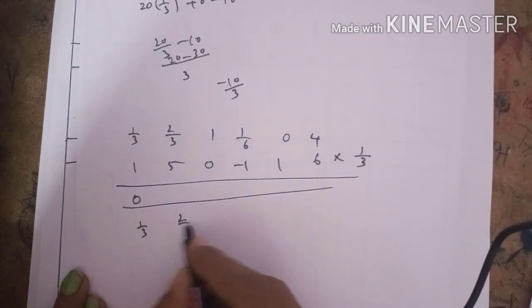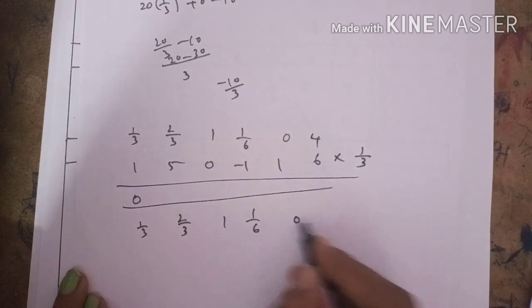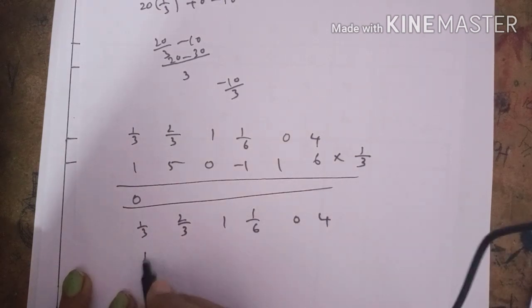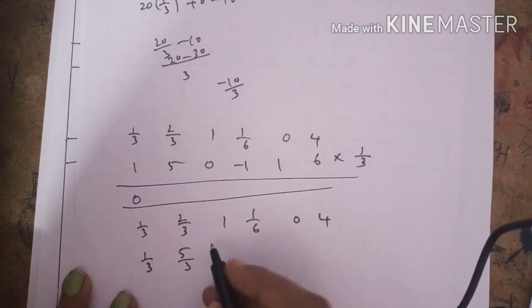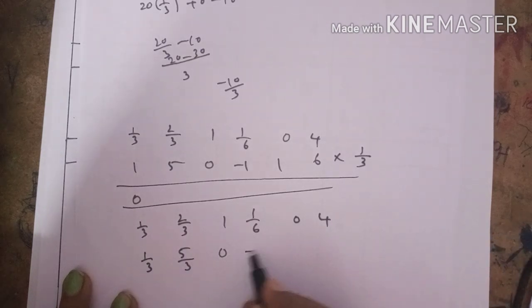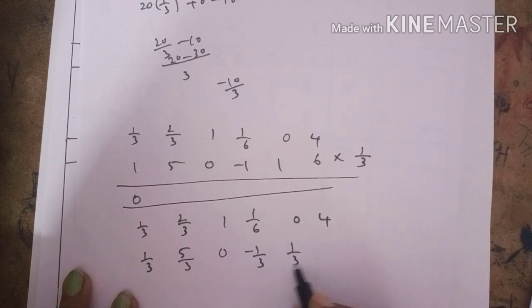1 by 3, 2 by 3, 1, 1 by 6, 0, 4. 1 by 3 into 1 is 1 by 3. The 5 into 1 by 3 is 5 by 3, 0. Minus 1 by 3, 1 by 3. 6 into 1 by 3 is 2.